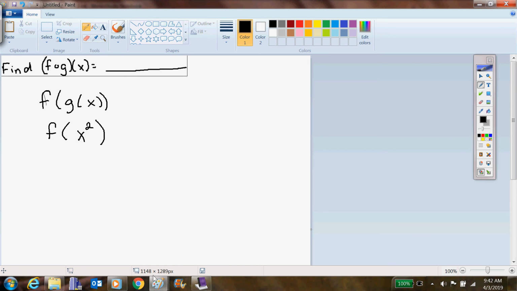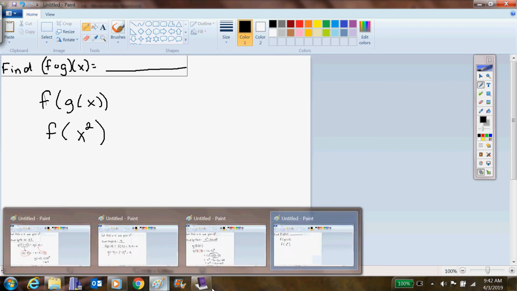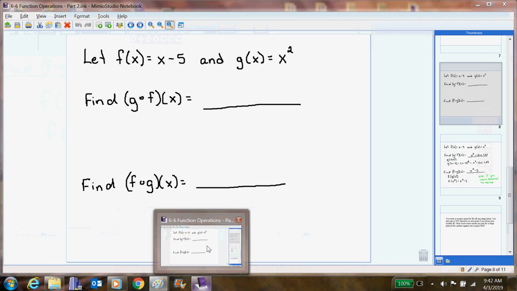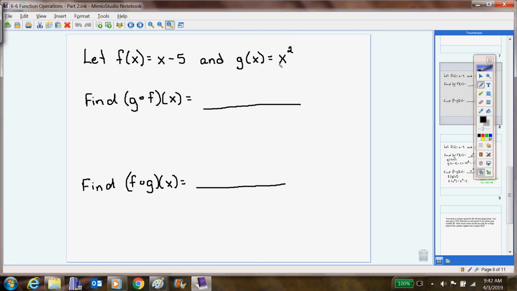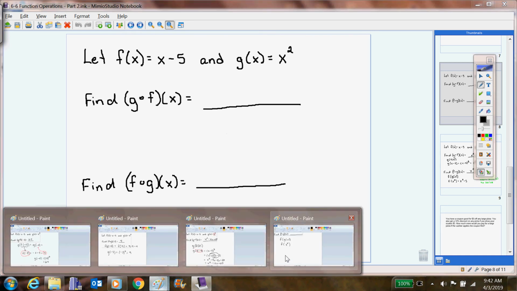G of x equals x squared, from the page that you have in front of you. So x squared, and then what? Say that again. There is an x minus 5 also. The x minus 5 is the f function. So the first thing you do for this one is you replace g of x with x squared. Then you need to apply it in the f function.